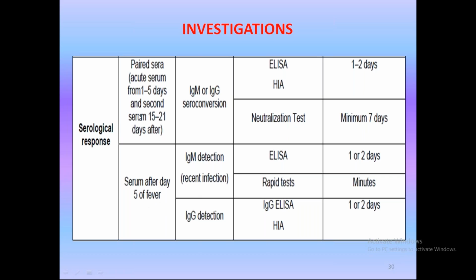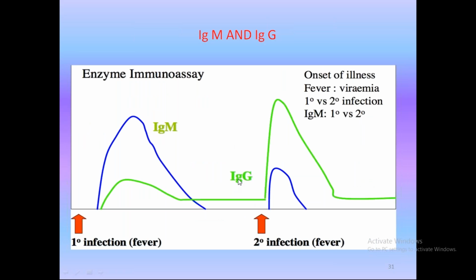With a single serum, not paired sera, that is serum taken after 5 days of fever, IgM detection can be done. If it is positive, it indicates recent infection. By ELISA test, and our rapid test is also there, within minutes we can get the results of the IgG and IgM test. So if both are positive, and NS1 antigen positive, it means it's an acute infection.